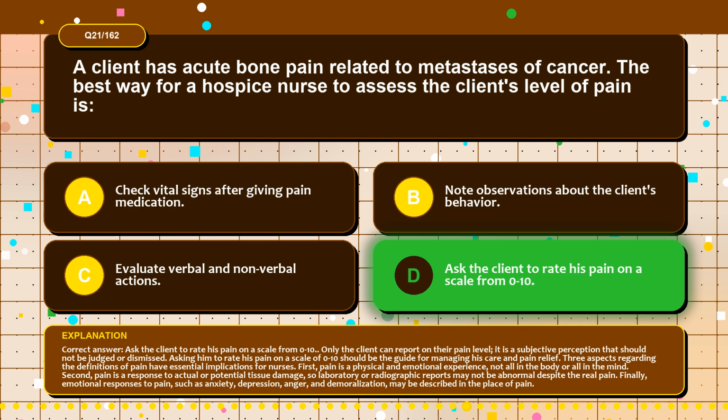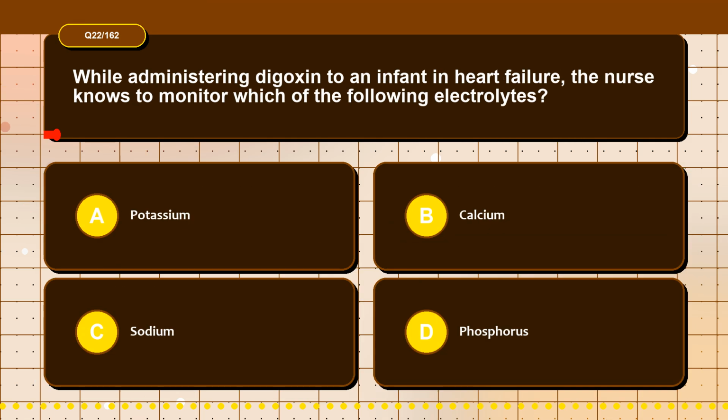care and pain relief. Three aspects regarding the definitions of pain have essential implications for nurses. First, pain is a physical and emotional experience, not all in the body or all in the mind. Second, pain is a response to actual or potential tissue damage, so laboratory or radiographic reports may not be abnormal despite the real pain. Finally, emotional responses to pain, such as anxiety, depression, anger, and demoralization, may be described in the place of pain.